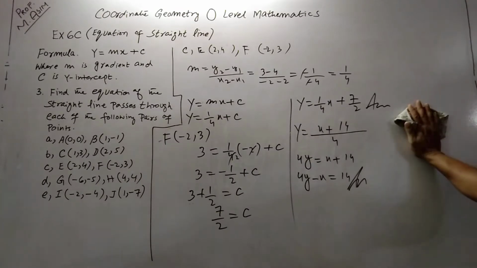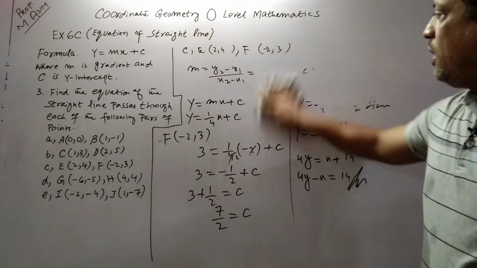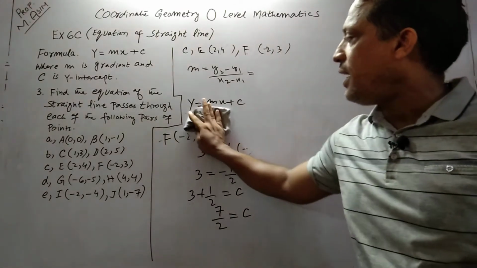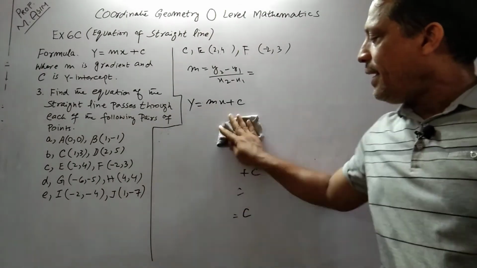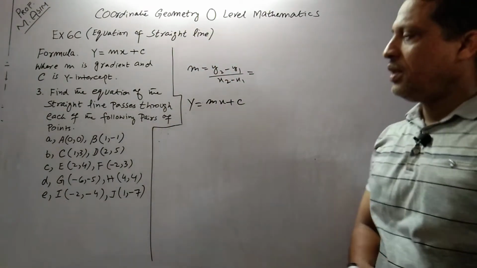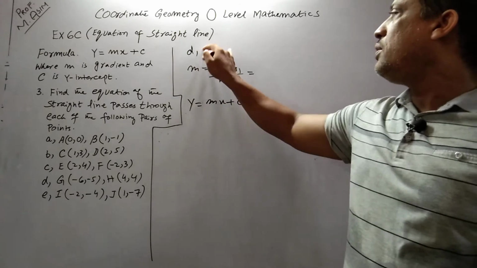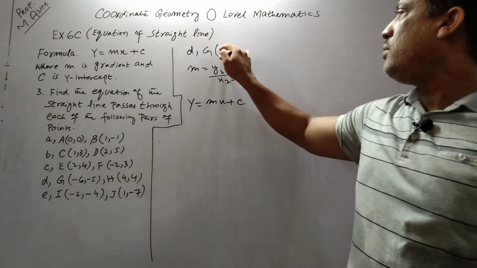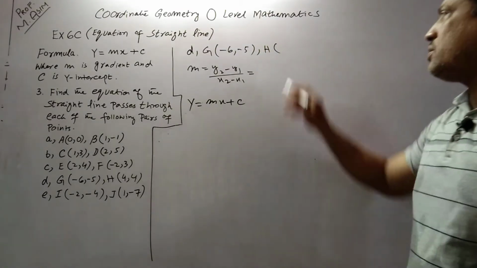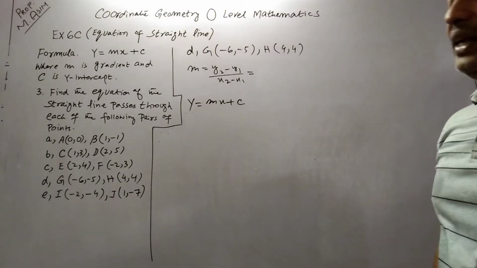Okay, now we are moving to another part, D. I hope you understand and you are feeling how easy it is to find the equation of a straight line. What is part D? G is (-6, -5). H is (4, 4). How to find the gradient?